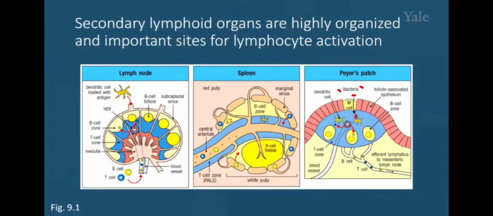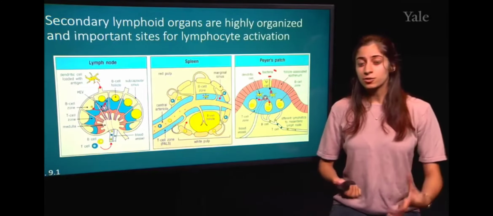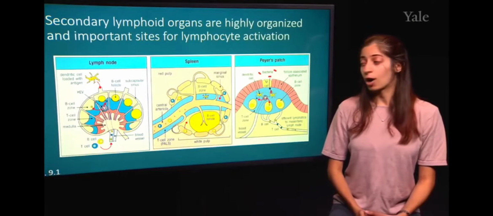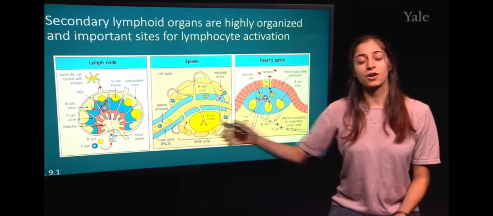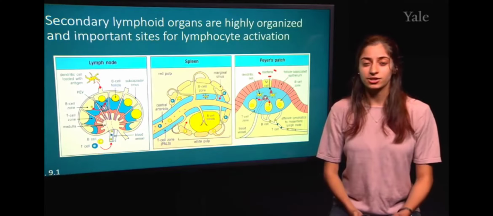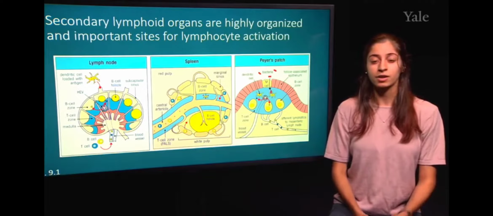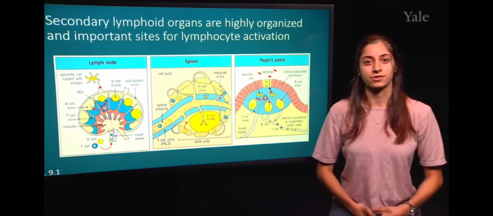Lymph nodes are located all over the body, whereas there's only one spleen in our body. Peyer's patches are located in the gut. I'm not going to speak too much about Peyer's patches today, in part because they mimic the structure of the lymph node, but also because the biology of Peyer's patches is much easier to understand in the context of gut immunology and the microbiome, which you'll hear about in later lectures.